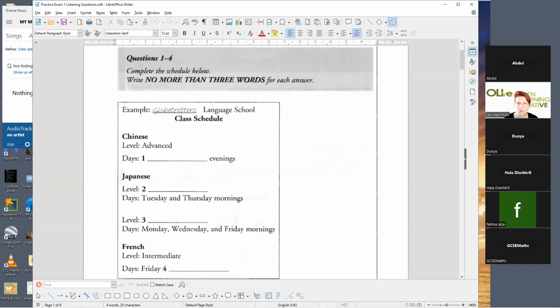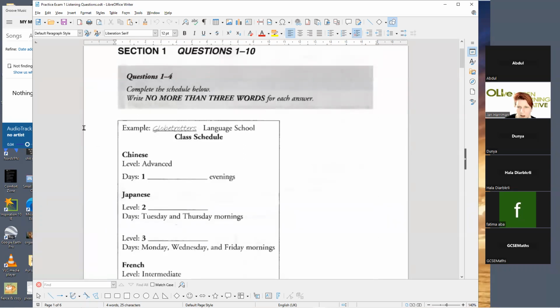So, what do we see and what are we thinking about it? What clues can you get just from looking at the question? That's what I want you to be thinking about. What are the clues that we can get? So what we want to do when we're looking at a chart like this, we're going to need to fill in some words into this chart, okay? What have we got? It's a class schedule, right? So it's a class timetable.